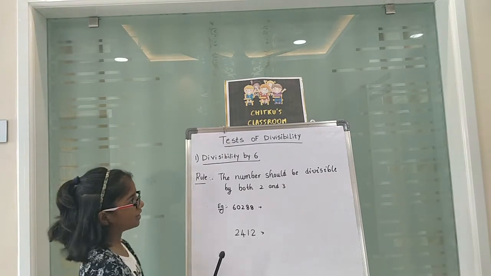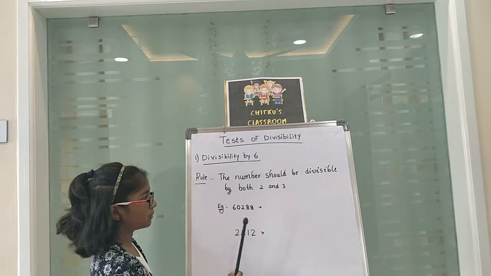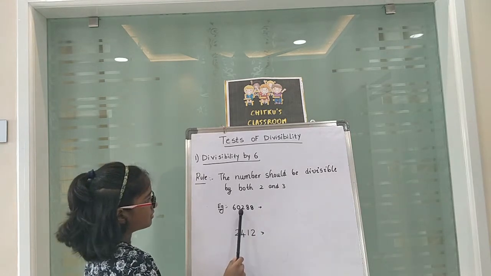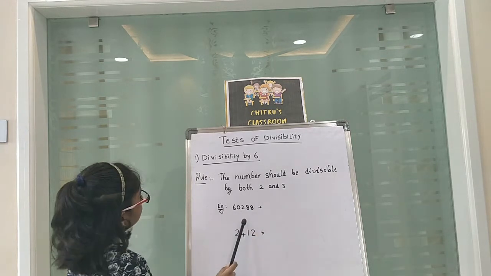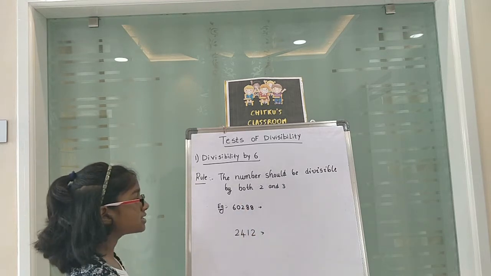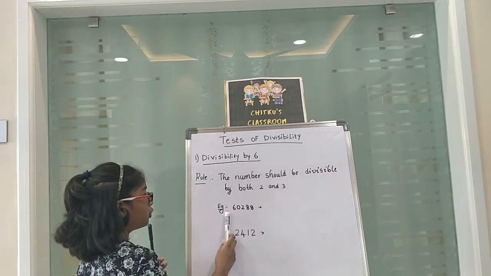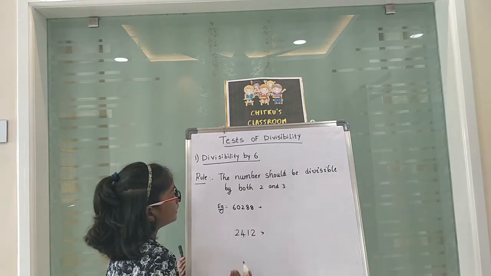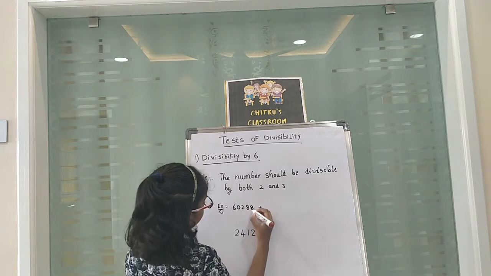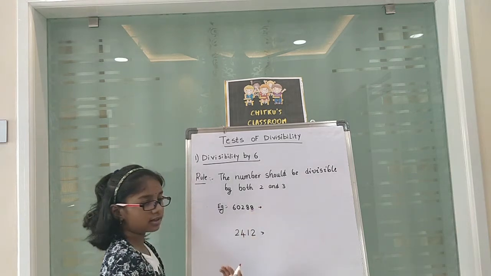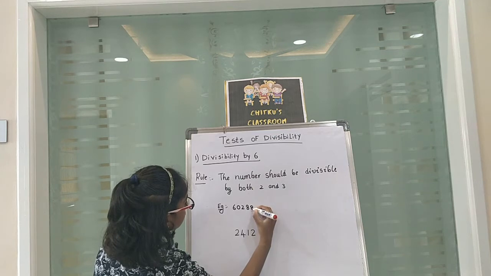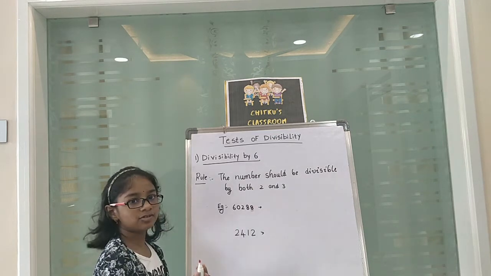Now let's learn about divisibility by 6. The number should be divisible by both 2 and 3. If a number is divisible by both 2 and 3, then it's divisible by 6. Let's check if this number is divisible by 2 and 3. First, for divisibility by 2, we have to check if the last digit is an even number. The last digit is even, so it's divisible by 2.